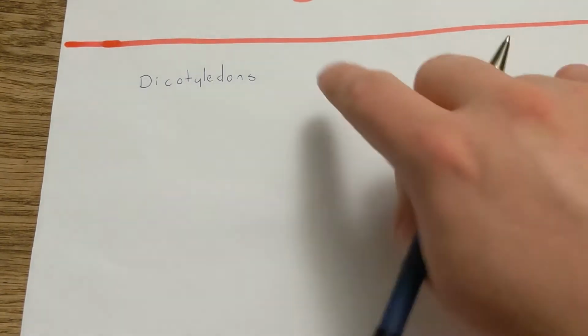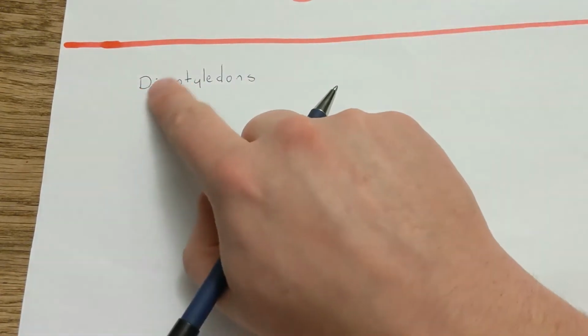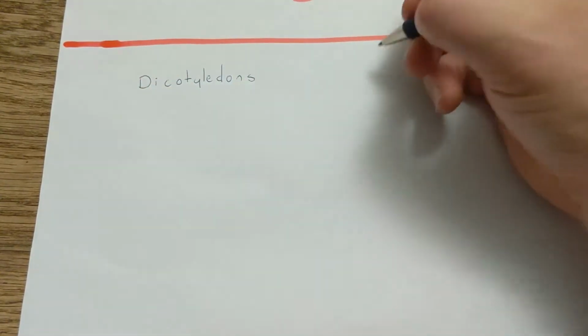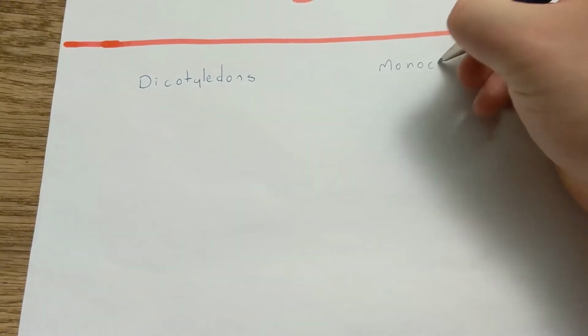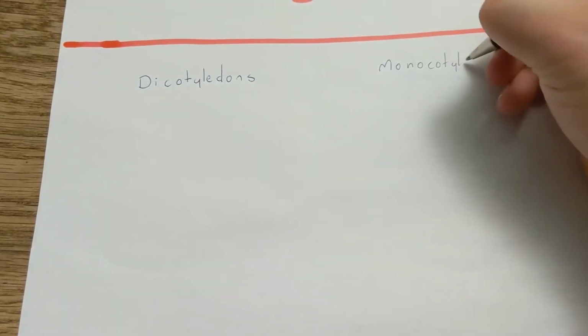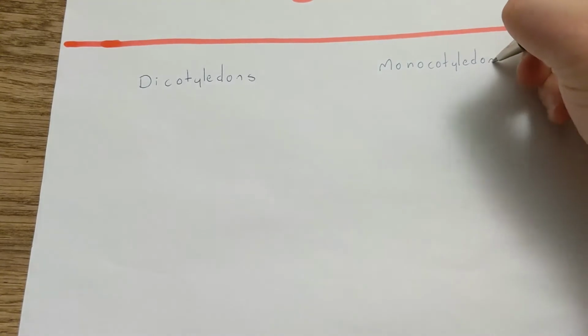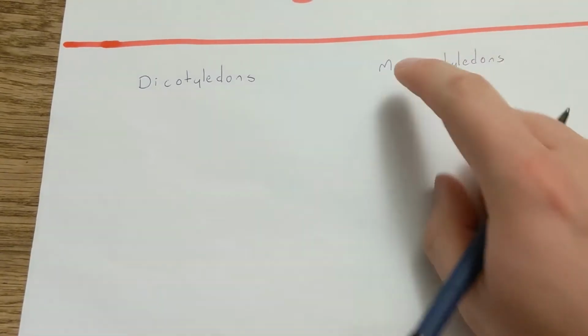Our other type, di, if you don't know, means two. So our other type, we call those monocotyledons. And mono means one.